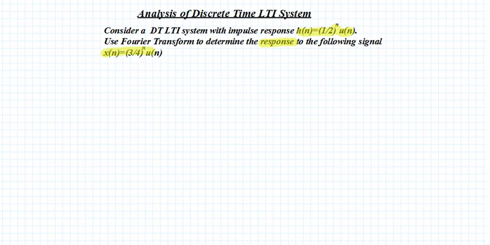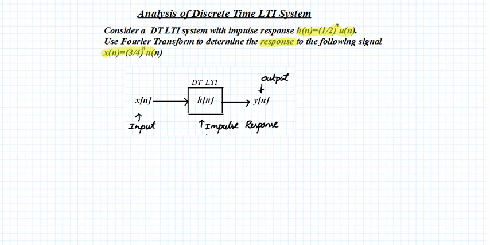n. I will give you the exact meaning of the question. Here this is the system, a discrete time LTI system, and the impulse response is given by (1/2) raised to n into u of n. The input signal is also given, x of n is equal to (3/4) raised to n into u of n, and we need to find the response of the system, that is y of n. If it is a discrete time LTI system, y of n can be written as x of n convolution h of n.